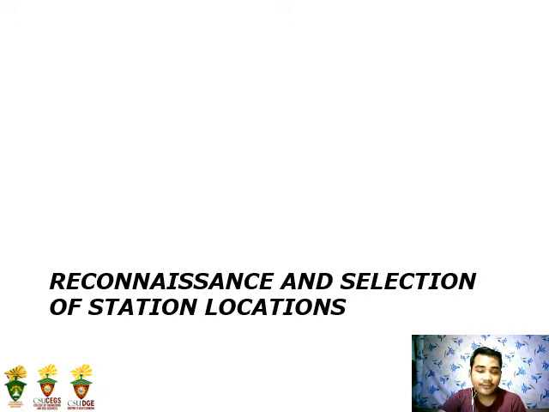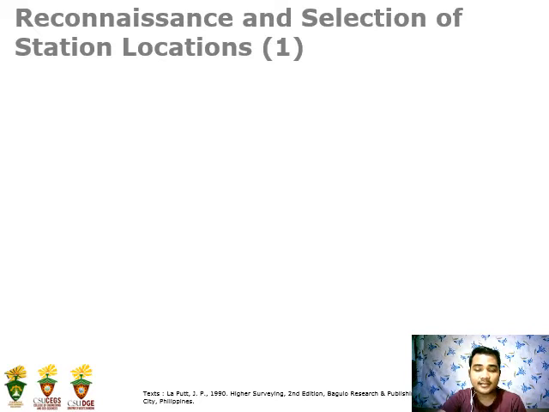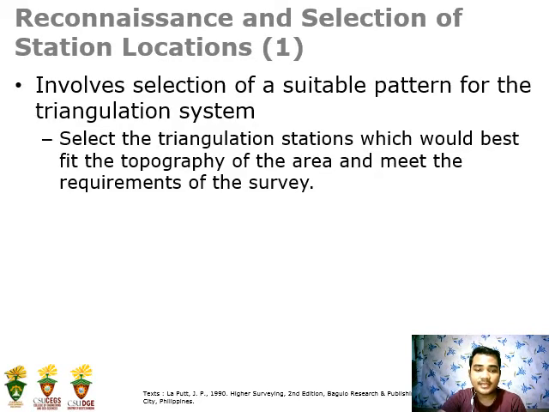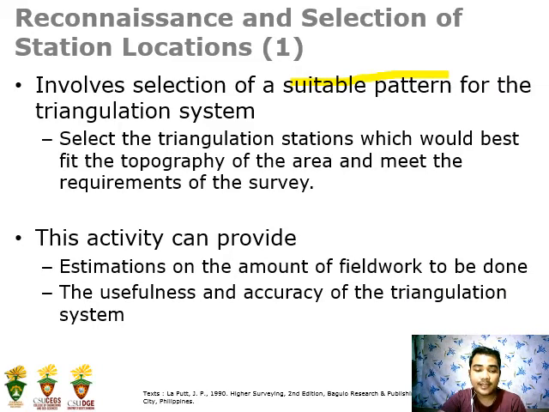So let's first discuss the reconnaissance and selection of the station locations. This involves selection of the suitable pattern, where to put our station locations. For triangulation systems, select the triangulation stations which would best fit the topography of the area and meet the requirements of the survey. These activities can provide estimations on the amount of fieldwork to be done and the usefulness and accuracy of the triangulation systems.